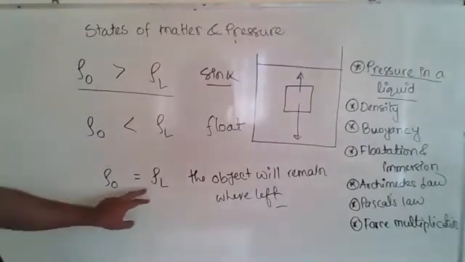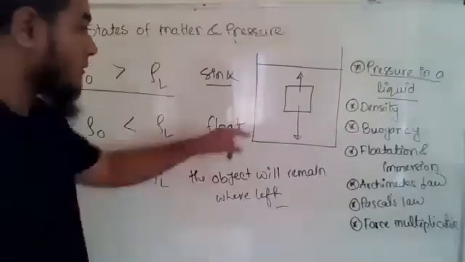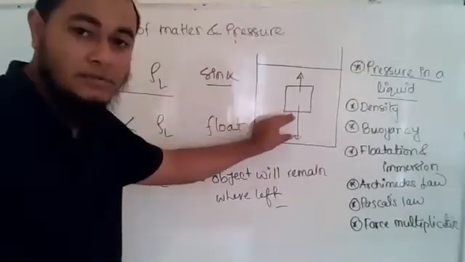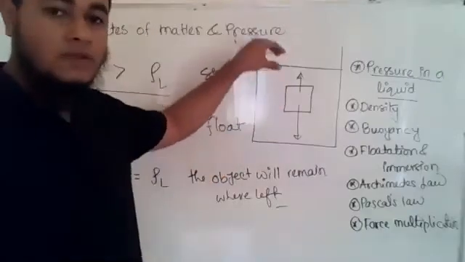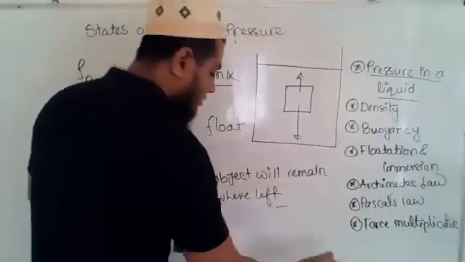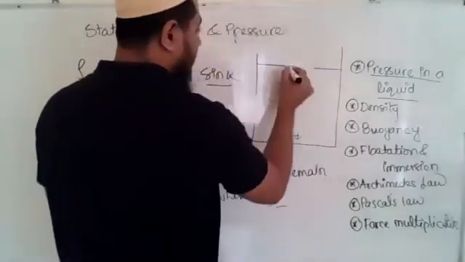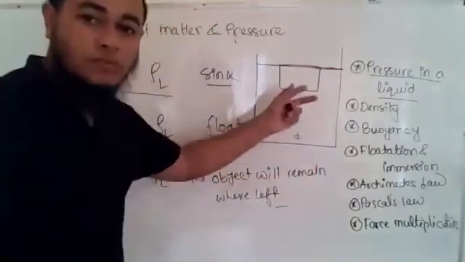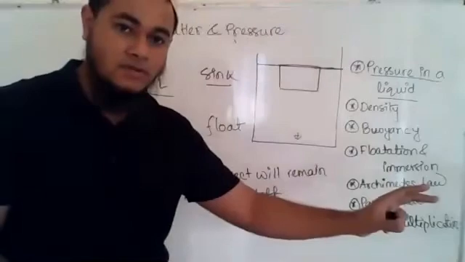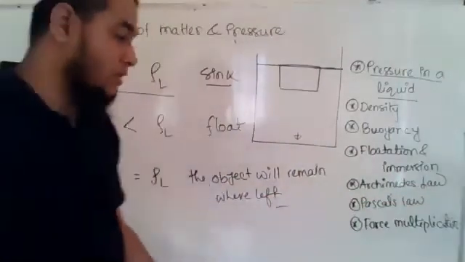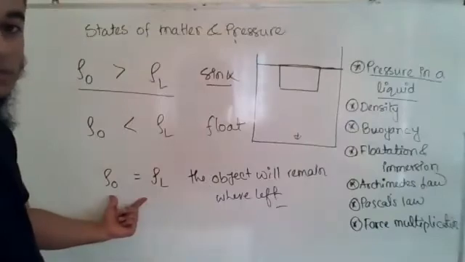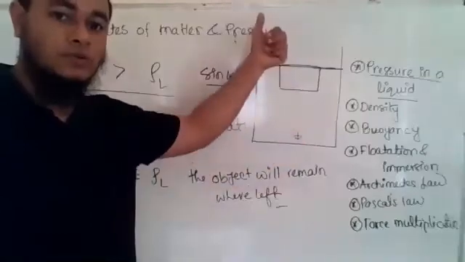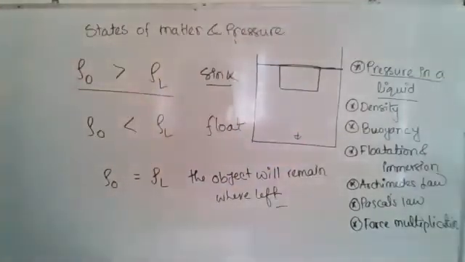Now, if the density is equal, then what will happen? The body will stay where I have left it. If I had left it in a little bit lower position, it would have stayed there. If I had left it in this position, then what would have happened? The body would have stayed over there. Wherever you leave it, the body will stay over there, if the density of the object and the density of the liquid equal each other. It will neither come down nor go up. It will stay wherever it is left.